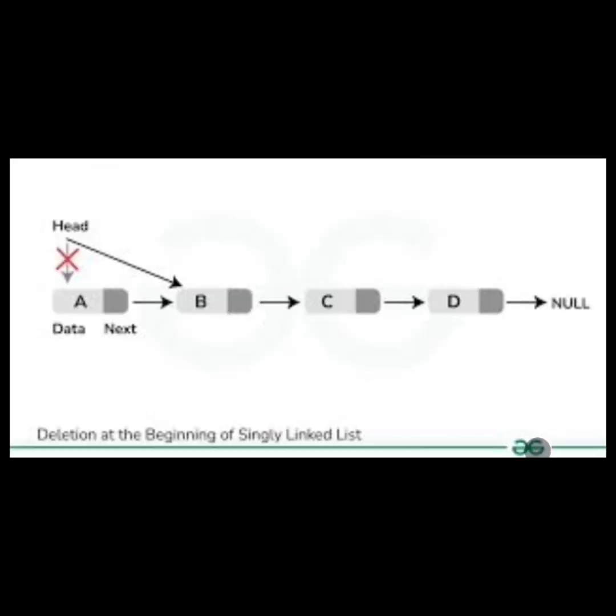Here, this is the deletion at beginning structure in a singly linked list. As we already discussed, the step to be followed is updating the head. Here, head is pointing towards node A, but we want to delete that node A, so we point the head towards B, so the node A is removed easily from the linked list.